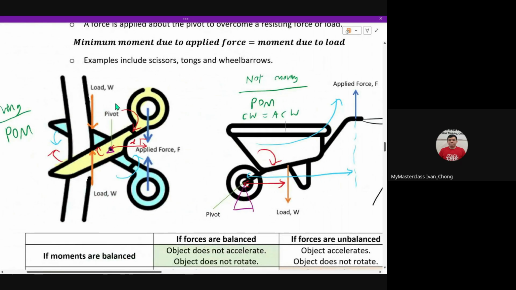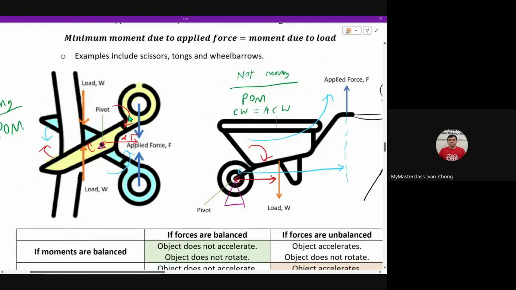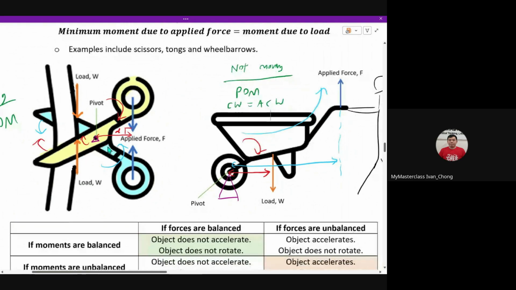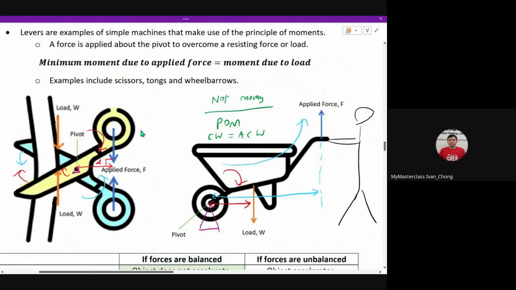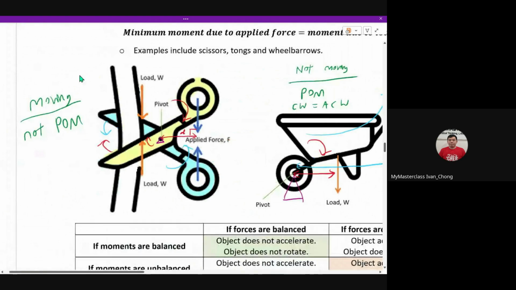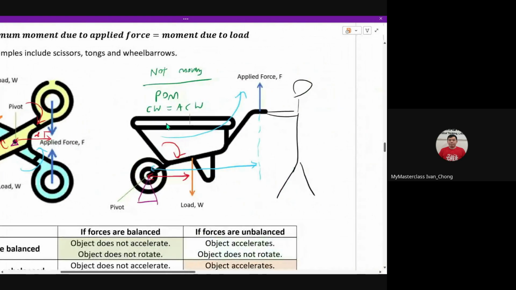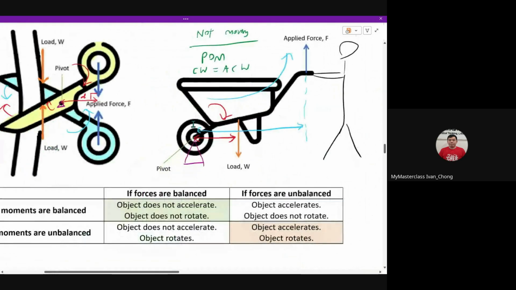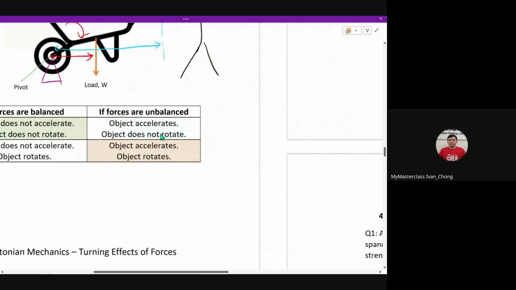Now, normally for this kind of question itself, usually it's a screwdriver, a hinge, a spanner or something like that. Usually it won't really be a scissors itself because scissors is a bit complicated. Usually it will be more straightforward. Okay, so because of this, if you move, you don't use principle of moments. If you don't move, this is your principle of moments itself. So this one is just for me to break it down to you.